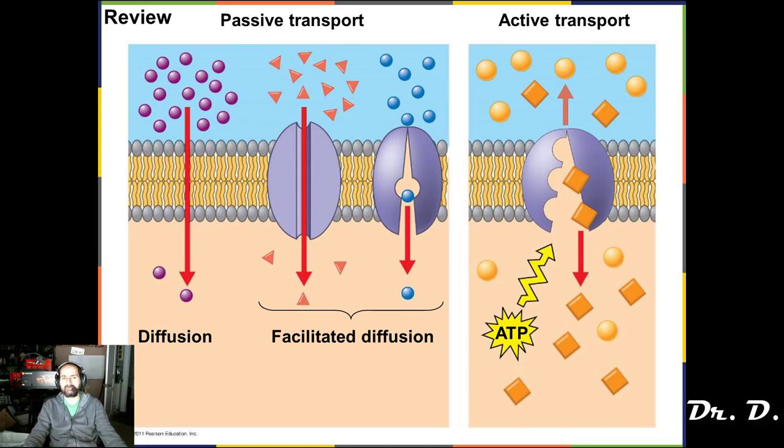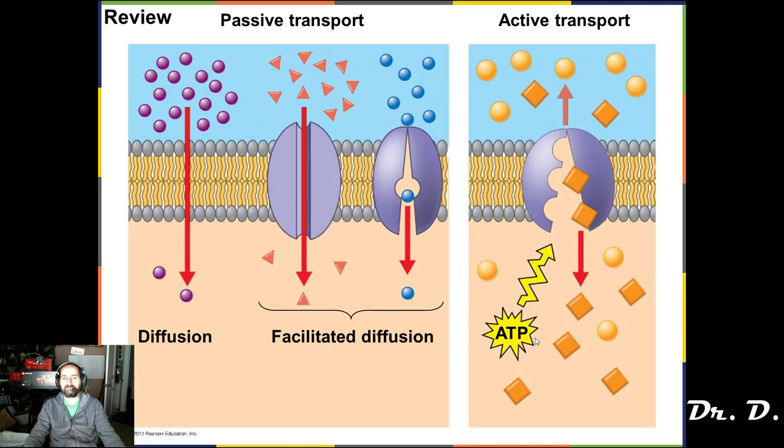Now, on the right, you have an example of active transport. This means you're moving substances against the concentration gradient. So for example, look at this transporter. If this transporter was pumping out circles, because look, the circles are already high concentration outside, and pumping in diamonds, then this is an active transporter, because the circles are already high concentration outside and the diamonds are already high concentration inside.